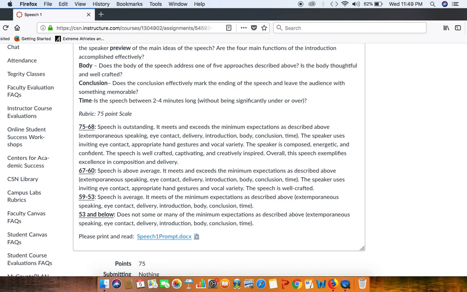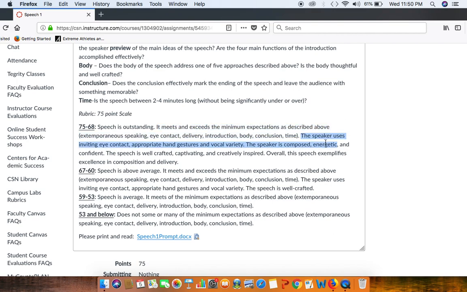75 to 68 points would be outstanding, right? And you would meet and exceed the expectations in all of these various areas, right? Extemporaneous speaking, eye contact, delivery, introduction, body, conclusion, time, right? You want to make sure you're not reading, right? But you would do this to get an A. It would have to be exceptional, right? You would have wonderful eye contact, great delivery, great attention getter, good explanation of where we're going, a body that's developed with details, right? And then a strong conclusion, and you would fit the amount of time, right?